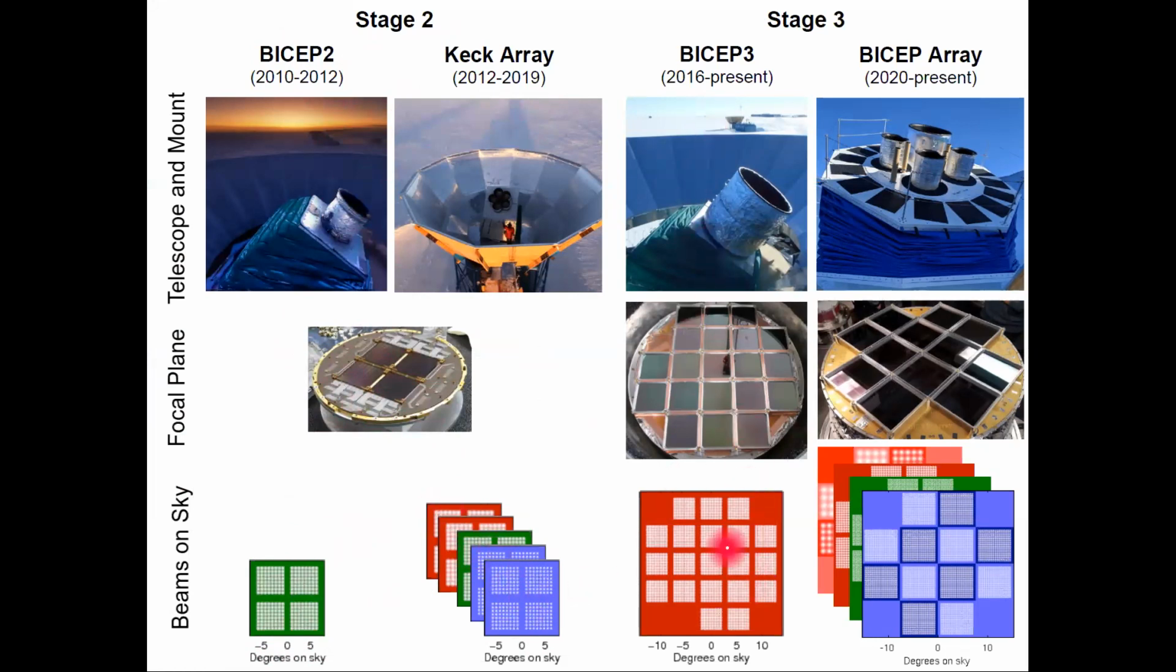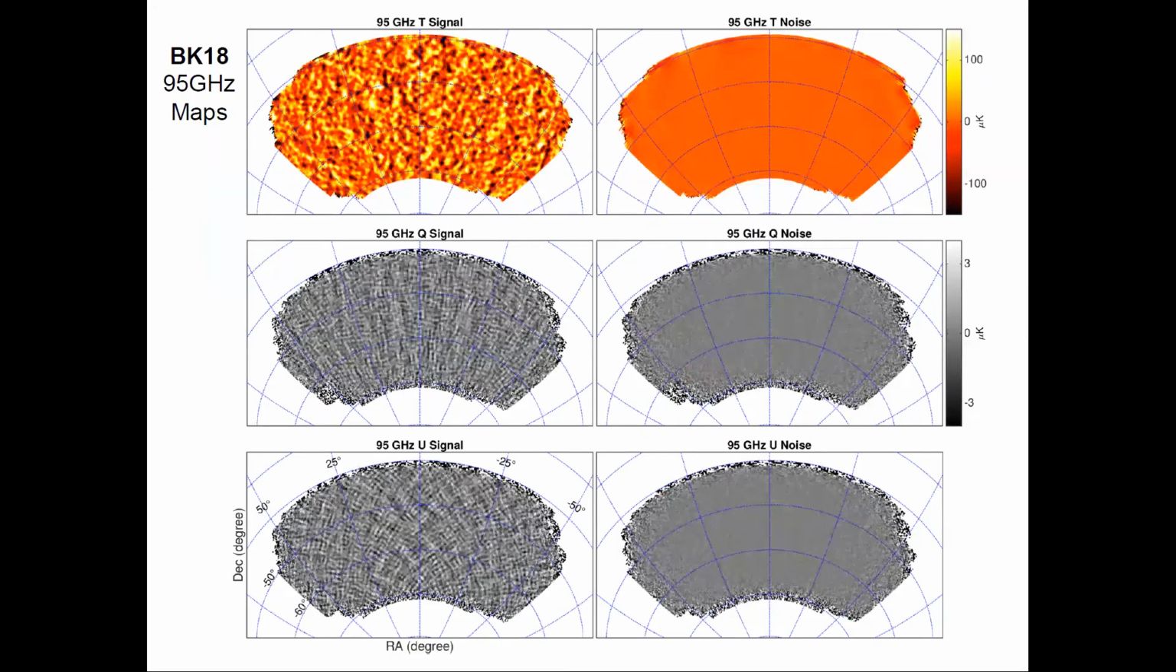Then BICEP 3, which is still running, expanded the focal plane dramatically to get more detectors on the sky. And then the latest generation is BICEP Array, which basically is an array of BICEP 3-like instruments. So that's currently under construction. I'll tell you more about that in just a moment.